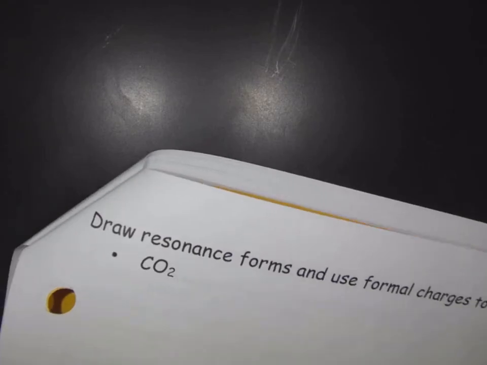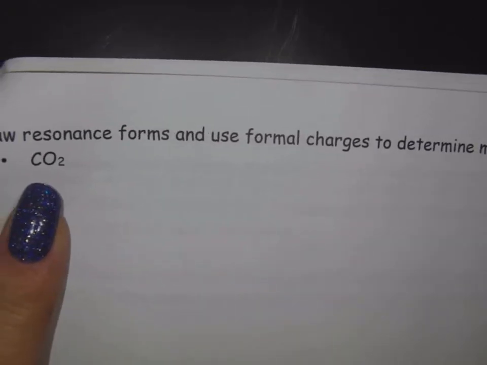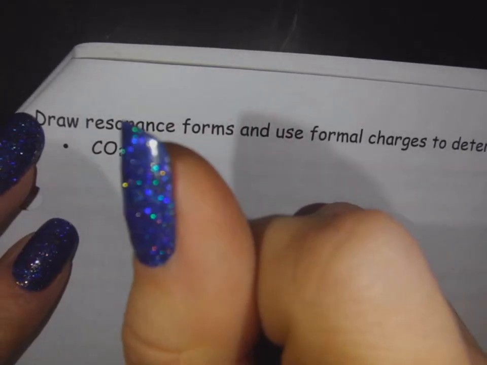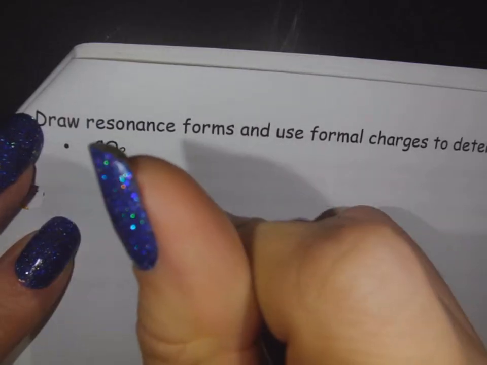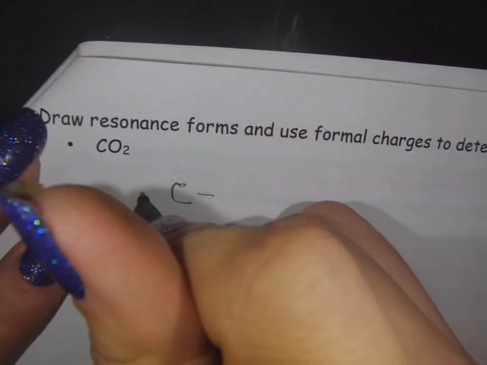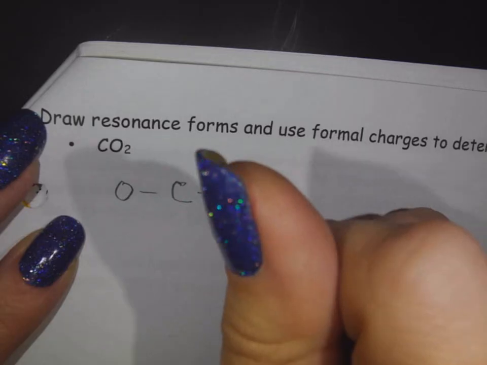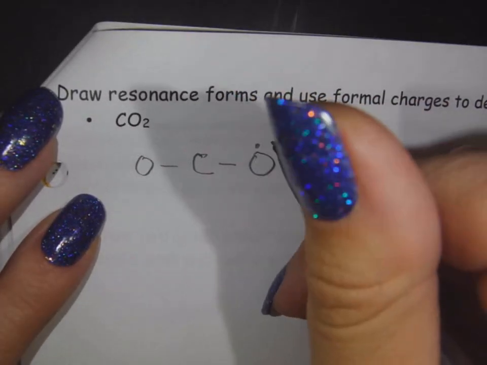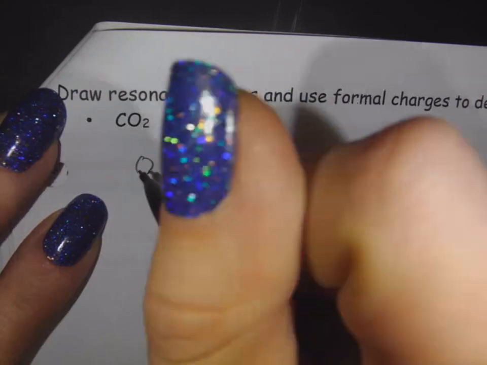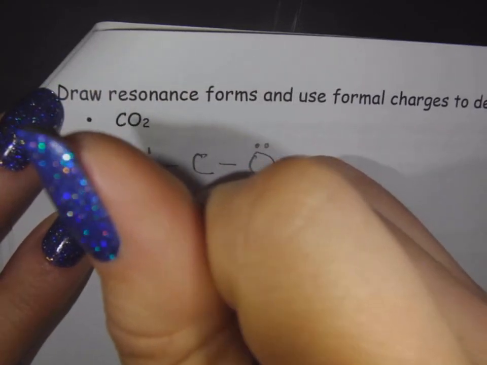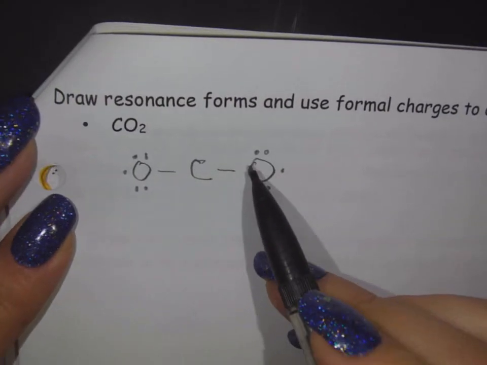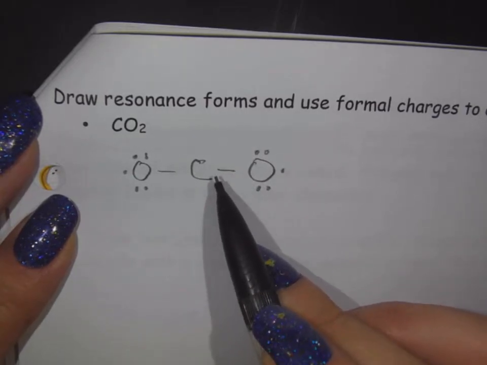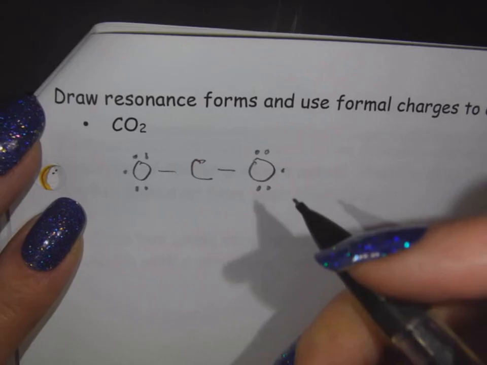Okay. Look at CO2, carbon dioxide. I'm going to put carbon in the middle. I'm going to start with single bonds to my oxygens. Oxygens have 6 valence electrons. So there's its 6. 1, 2, 3, 4, 5, and then 6. Carbons have 4.